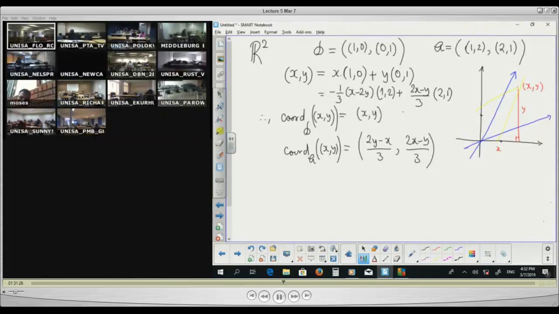Okay? Sir, could you please change the color? I can't see the yellow. Okay.